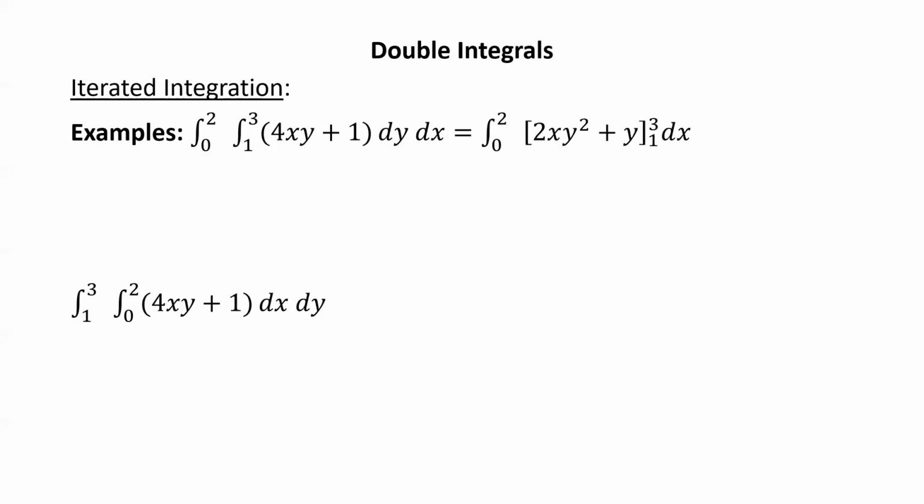So we do the inner integral first. That's with respect to y, so x is being treated as a constant. So it's 4xy squared over 2, or 2xy squared plus y, from 1 to 3.